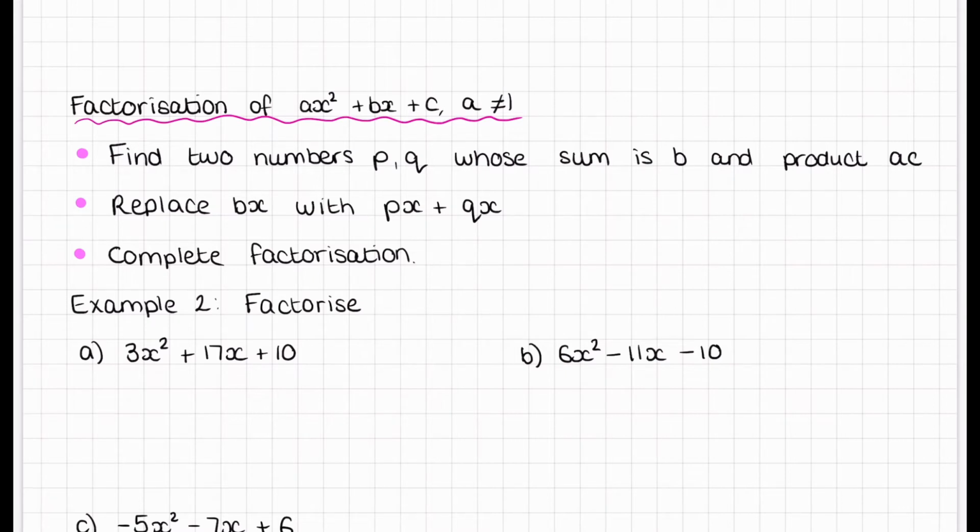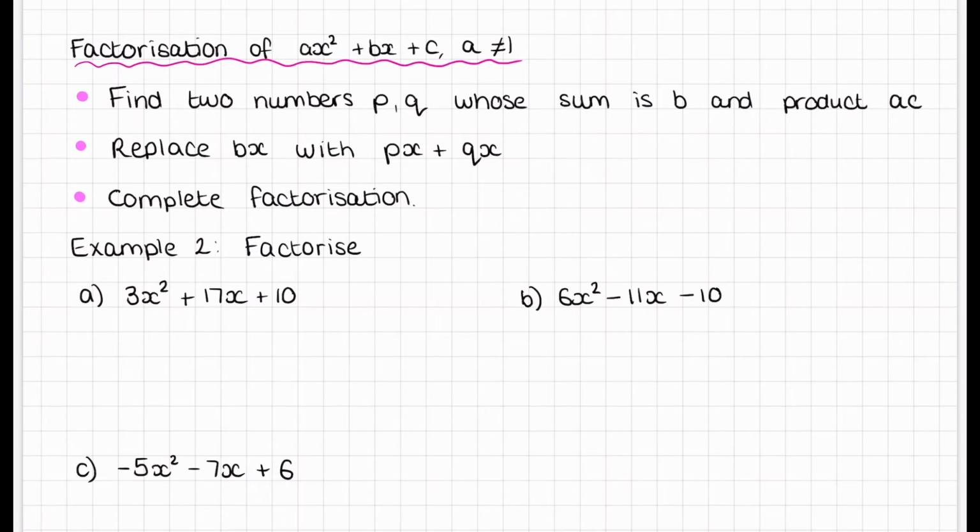Now we also will get questions where the value in front of the x squared is not 1, and we can't simplify down easily. Now this one we're going to find two numbers whose sum is b, but the product is now a times c. When we've done that, we replace the middle term with those two numbers, so we'll end up with a px plus qx, then we'll complete the factorisation.